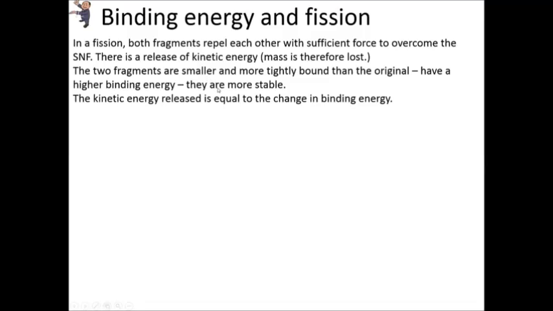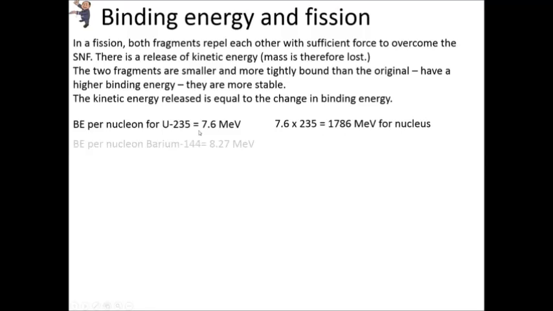The two fragments are smaller. They're more tightly bound than the original, so therefore they have a higher binding energy. They are more stable, and the kinetic energy released is equal to the change in the binding energy. So binding energy per nucleon for uranium is 7.6. You can work these out or use the information that we've done before. So 7.6 times 235, remember, 235 nucleons in a nucleus, gives us 1786 for the whole nucleus, because this was per nucleon.